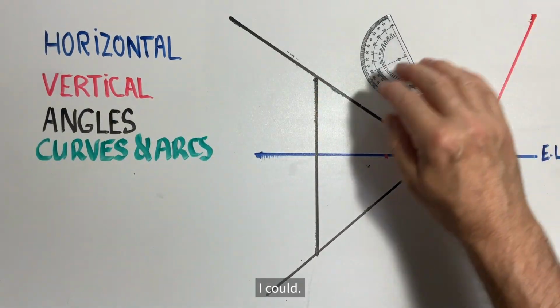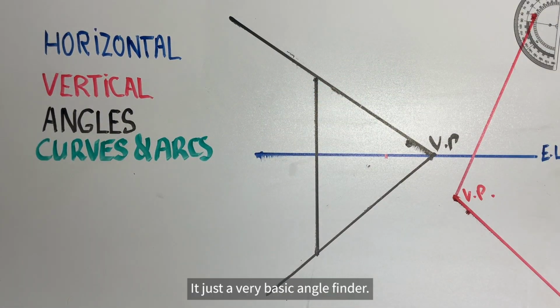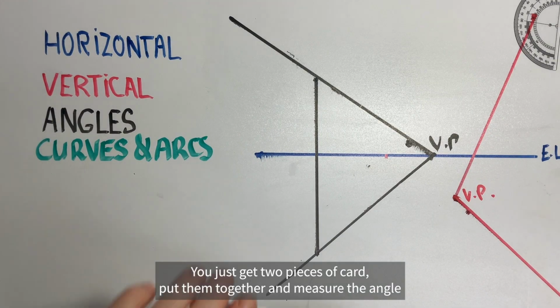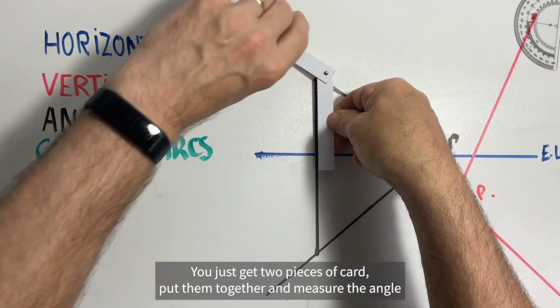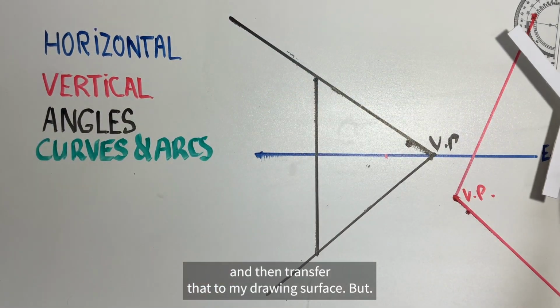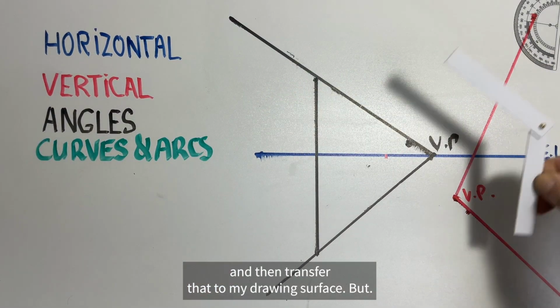I could get just a very basic angle finder. You just get two pieces of card, put them together and measure the angle, and then transfer that to my drawing surface.